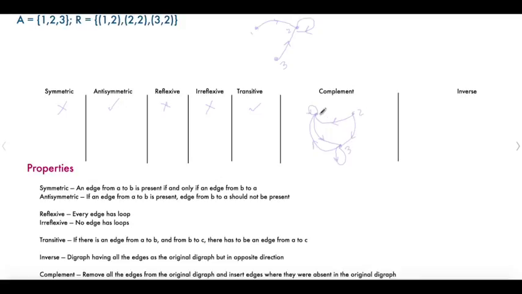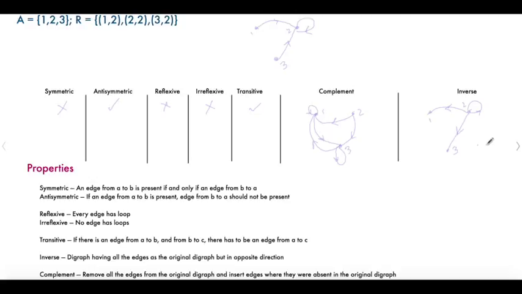Now how many edges do we have here? 1, 2, 3, 4, 5, 6. 6 plus 3 is 9, and 9 is my n squared, because 9 is 3 squared and we have 3 elements in A. Now the inverse. The inverse is just the same graph, so this becomes this, and this becomes this. So 1, 2 and 3. So this is the complement and inverse of this one.